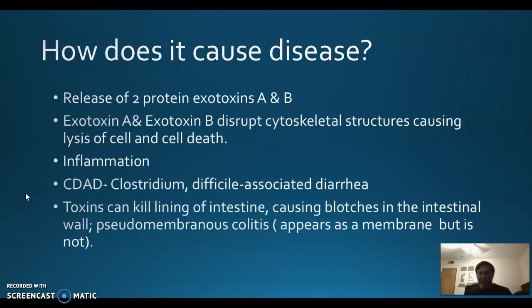So how does it cause disease, actually, right? This is caused by a release of two proteins from C. diff. These are exotoxins, which are A and B. Exotoxin A and B disrupt the cytoskeletal structures of our cells surrounding the cell wall, and this causes lysis and ultimately cell death. Okay, this causes inflammation, and then this causes what's known as CDAD, or Clostridium difficile associated diarrhea.